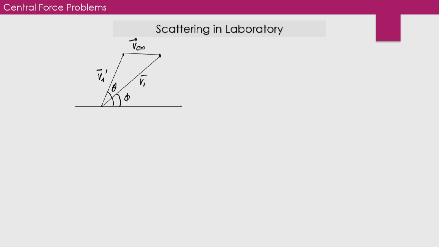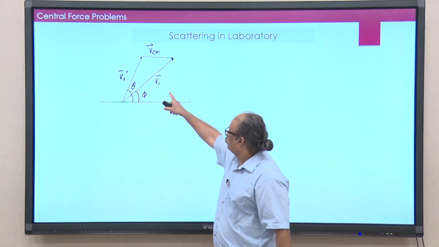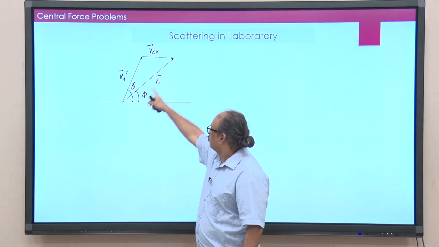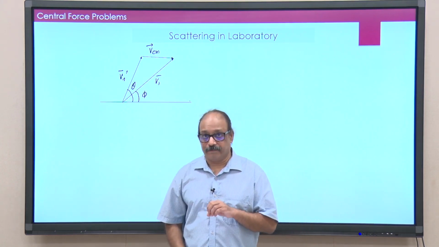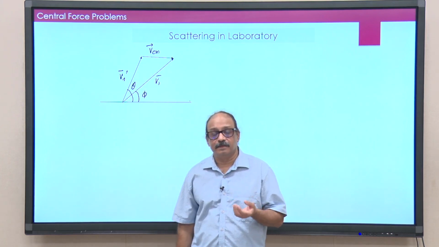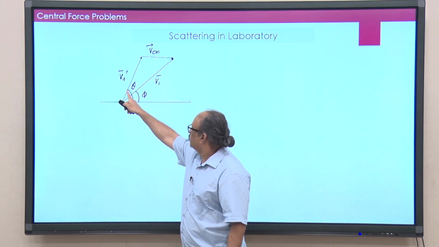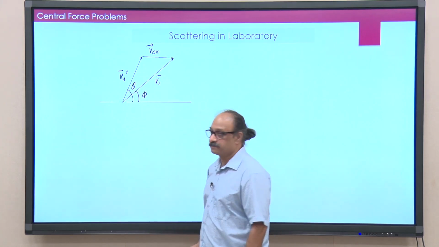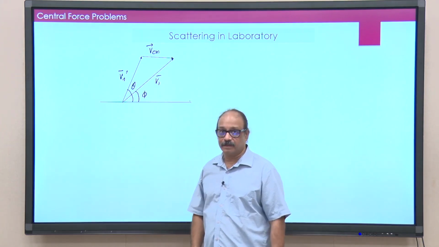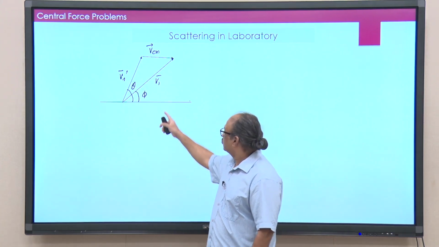So, to look at that, I will draw this diagram. The r1 vector here is the vector which is seen in the actual frame. This r1 prime is the velocity seen in the center of mass frame. This angle here is basically theta and this angle here is phi, okay. This is the actual velocity seen in the laboratory frame and this is the velocity seen in the center of mass frame. And what is the relationship between the two?